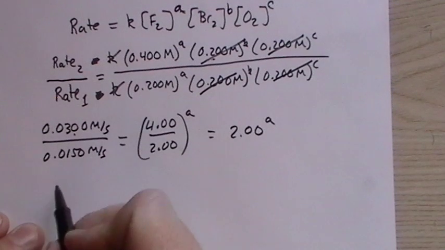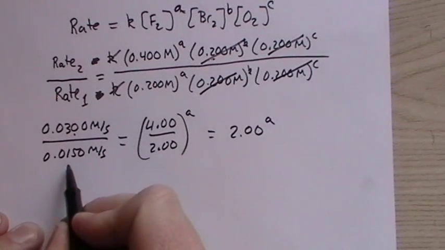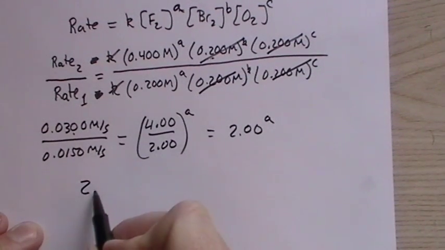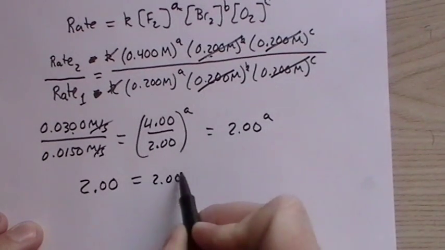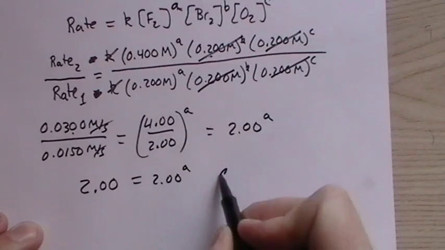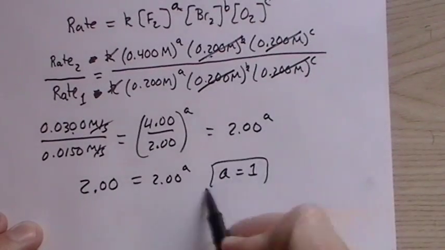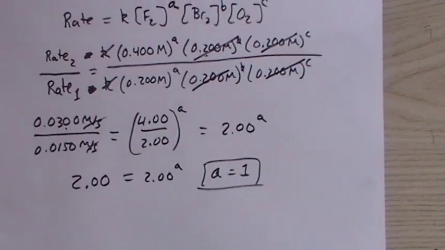And we see on this side, 0.03 divided by 0.15 is 2. And these units cancel. We're left with 2 raised to the A. So what does A have to be equal to? 1. So we found the exponent, and that's how we do it for each of them.